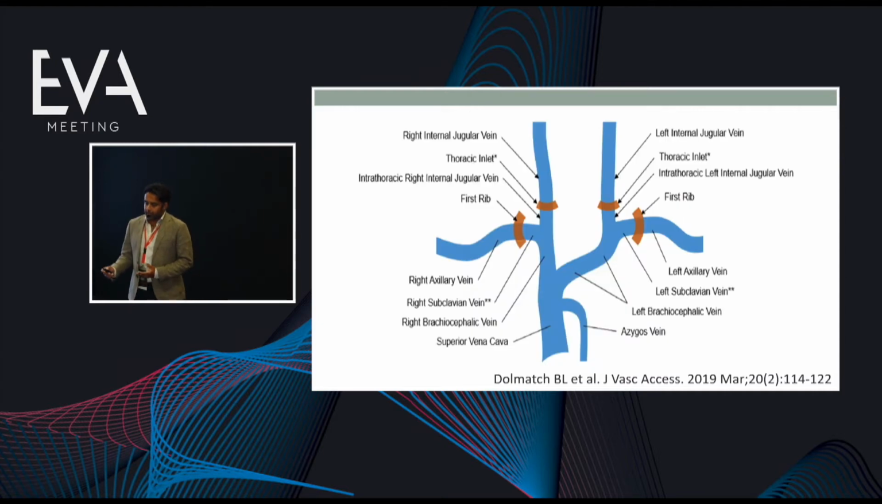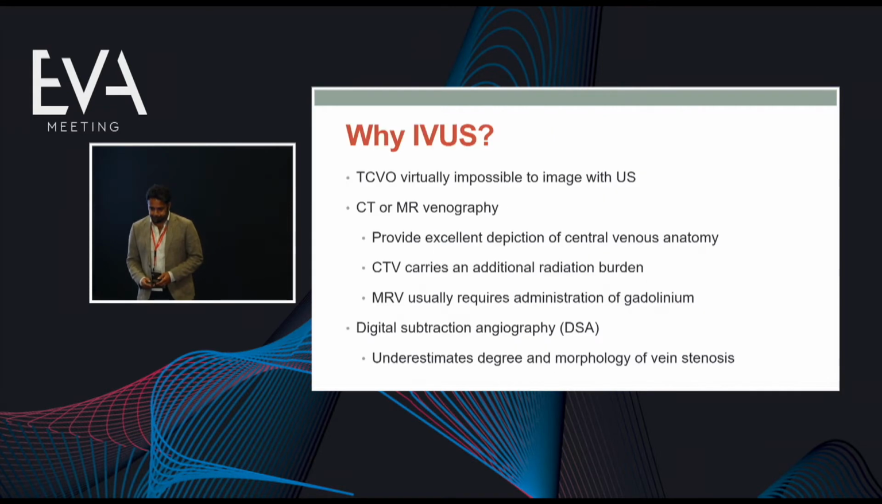And this is a really nice consensus document that was published by Bart Dolmatch, which really looked at the central veins and gave us a sort of mind map almost to determine which vessels were involved, to determine what the treatment from there ought to be.